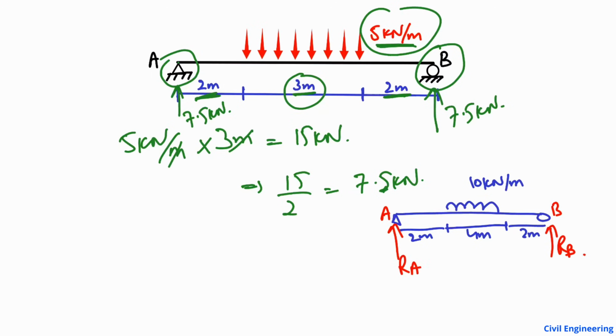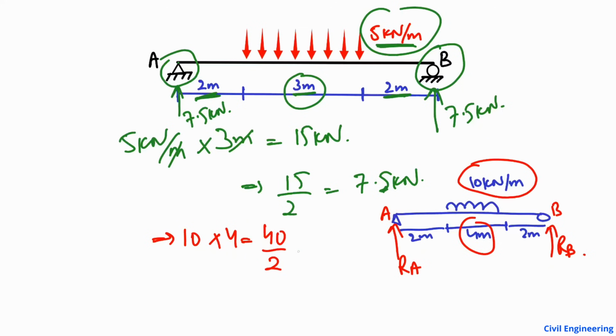So the first step is to multiply this load with the distributed length. So 10 multiply 4, we got 40. Dividing it by 2, we got 20. So 20 kilonewton will be acting here and 20 kilonewton will be acting here. So this is a very easy and simple way to find out the support reactions of a simply supported beam.